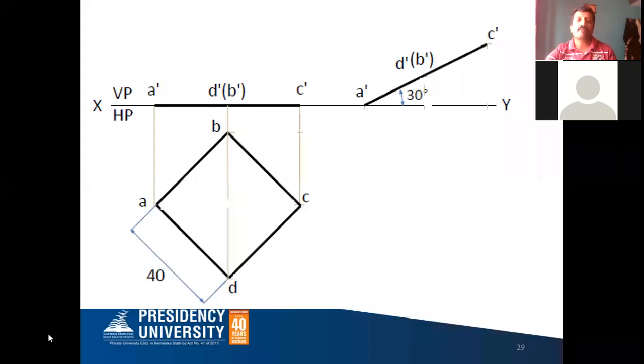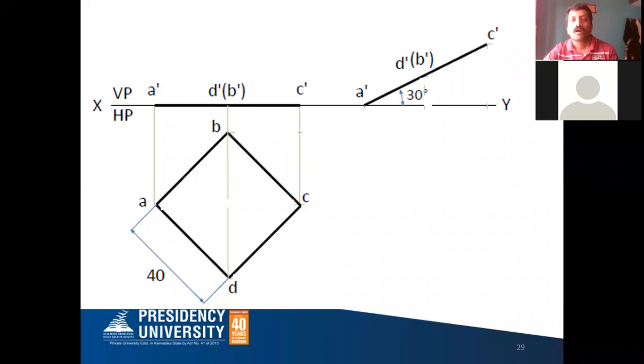So you have redrawn this front view such that it is coming on this 30 degree, because it says the lamina, the diagonal, is inclined at 30 degree to HP. The diagonal is inclined at 30 degree to HP. So this inclination is 30 degree. That is what I have taken. For this, draw the corresponding top view for this.